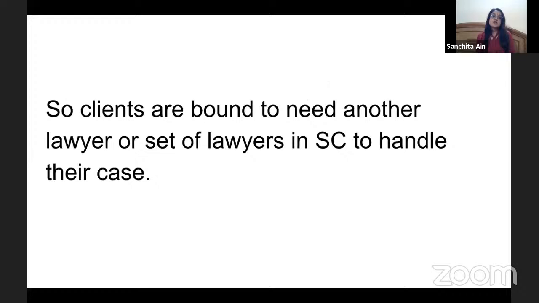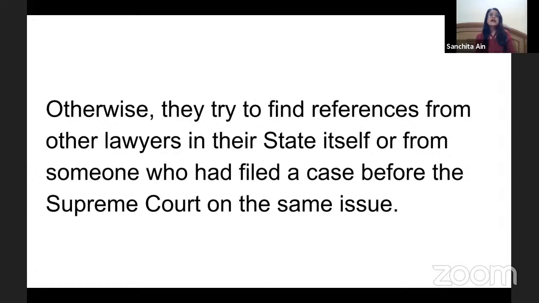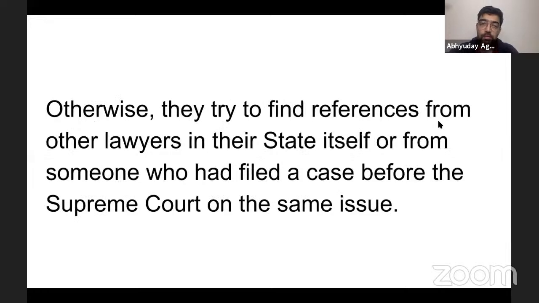Next slide. So clients are bound to need another lawyer or set of lawyers in Supreme Court to handle their case. Mostly clients go to those who are referred by the lawyer handling their case in high court. So therefore, the point is that you need to have a good networking with lawyers of other high courts. Next slide. And for the type of matters that you want to handle. Right. Next slide.